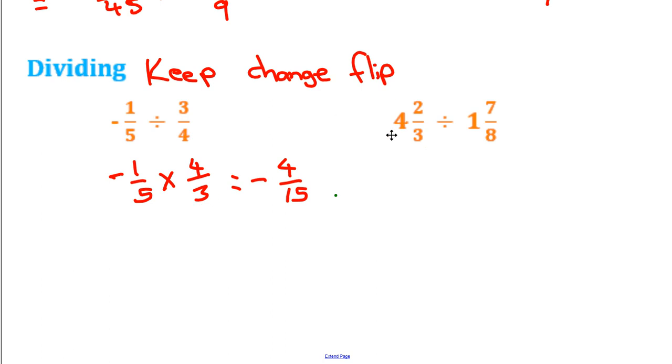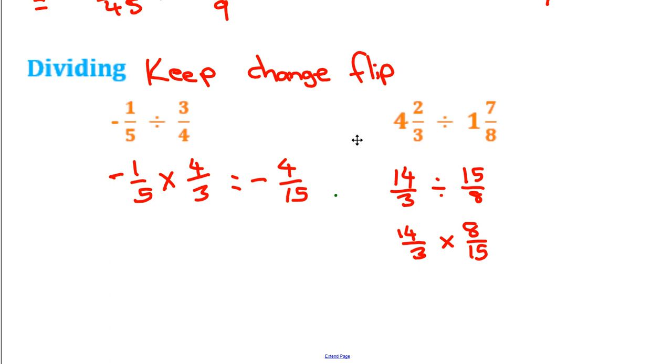Same thing, we need to turn these into improper fractions first. So 4 times 3 is 12, plus a remainder of 2 makes 14, our new numerator. Denominator doesn't change, it's still 3. Divide by 1 times 8 is 8, plus a remainder of 7, 15 over 8. And now we can do the keep, change, flip, because dividing by 15/8 is the same as multiplying by 8 over 15. So keep the first one, change that to a multiply, then flip the second one. That's the easiest way to do it.